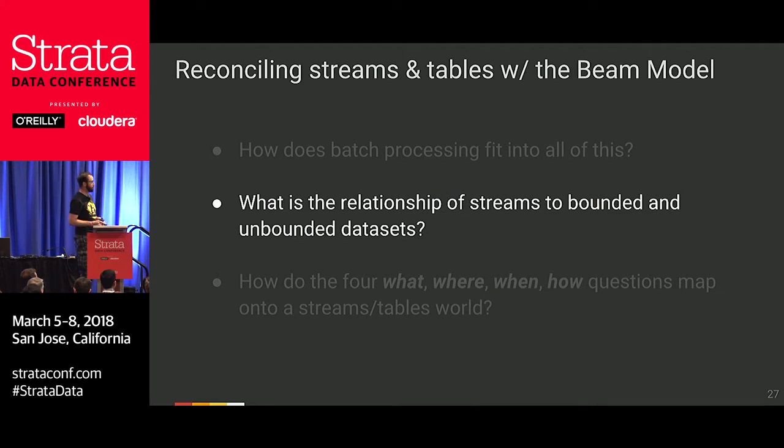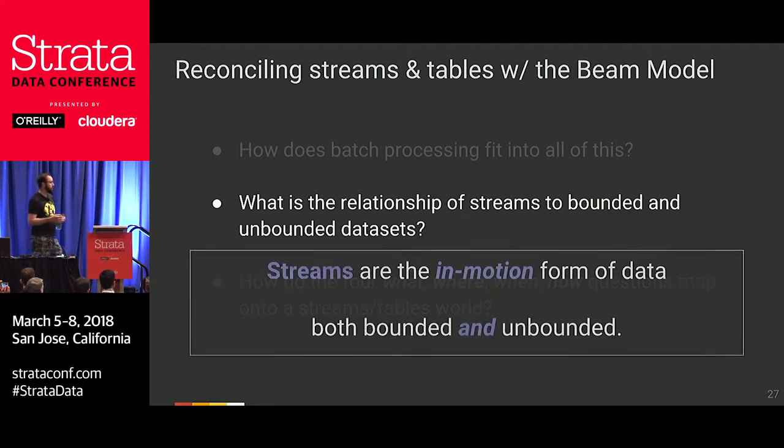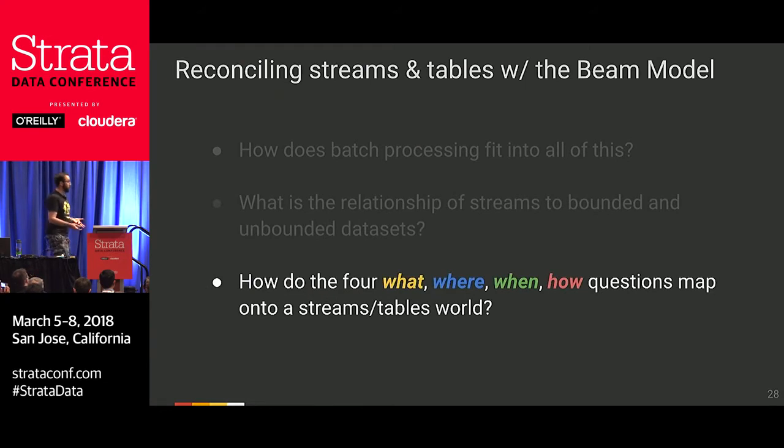So what is the relationship of streams to bounded and unbounded data sets? Well, streams are just the in-motion form of data, both bounded and unbounded. As you saw with the MapReduce example, we had multiple places where there were streams within the system, right? It didn't matter that they weren't these infinite streams that we usually deal with. They're bounded streams, that's fine, but it's still data in motion, right? All right, cool. So we've got a sense of how batch processing works.